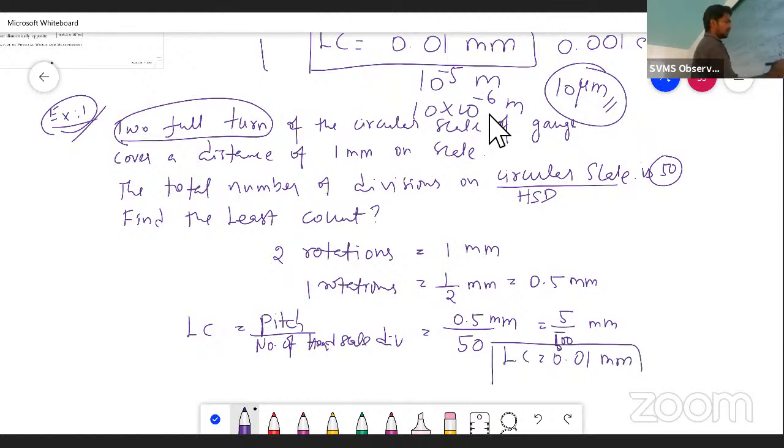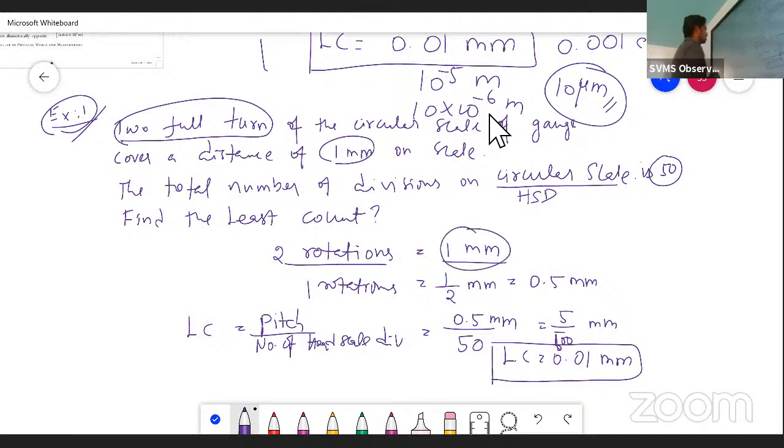It's very important. See, once again, in our question, what is the pitch? Pitch is nothing but the distance between two consecutive threads, or the distance moved by the screw due to one complete rotation is also called the pitch. But in our question, two full turns of the circular scale of the gauge cover a distance of 1 millimeter. If two turns cover 1 millimeter, so two rotations is equal to 1 millimeter. So I want to calculate this.